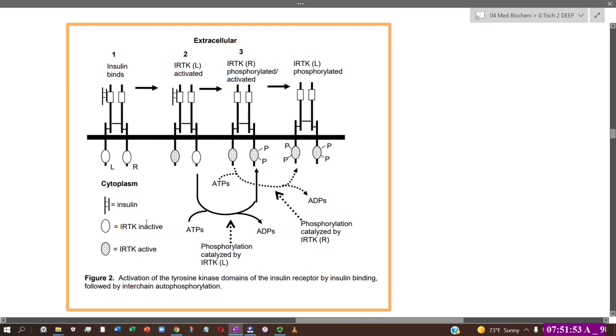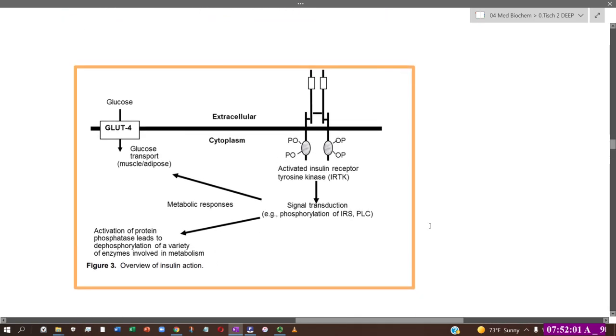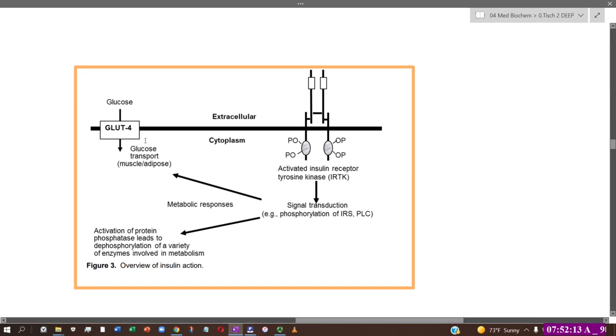Cool. So these are the symbols of what each one means, and that one also I'm eager to redraw. Then here's an overview of insulin action. Again, extracellular space is up top, cytoplasm is on the bottom. So you have glucose entering, good, and then insulin activating receptor tyrosine kinase. So this is the interaction between the receptor and glucose once it has been brought in, once it's present in the cytoplasm.